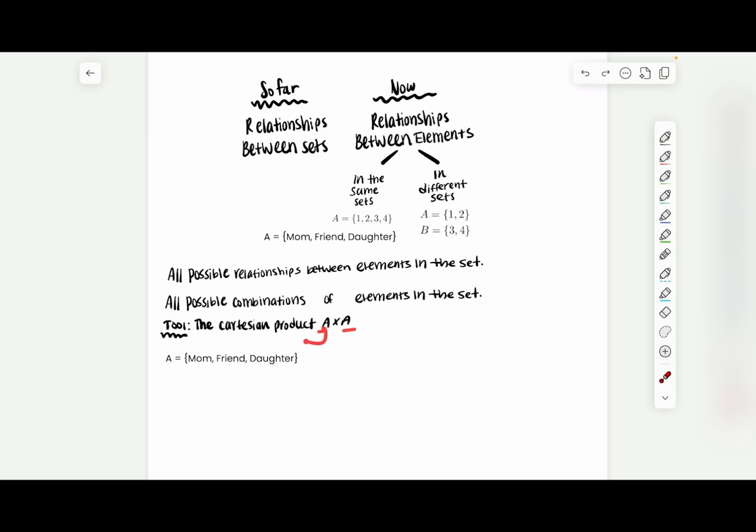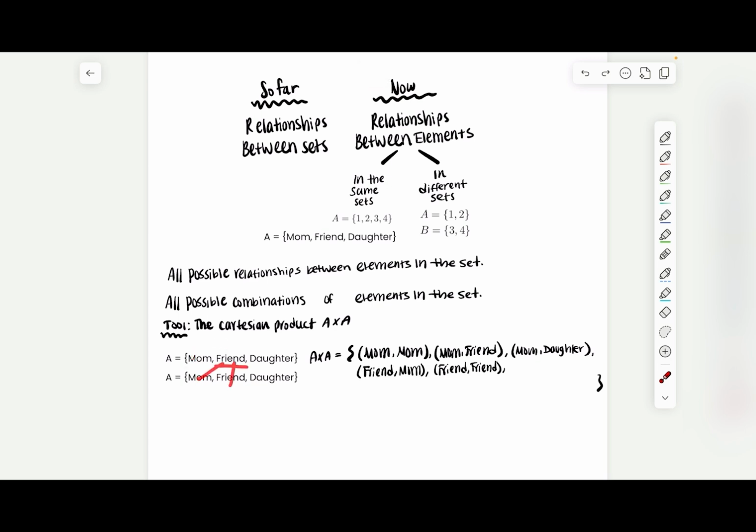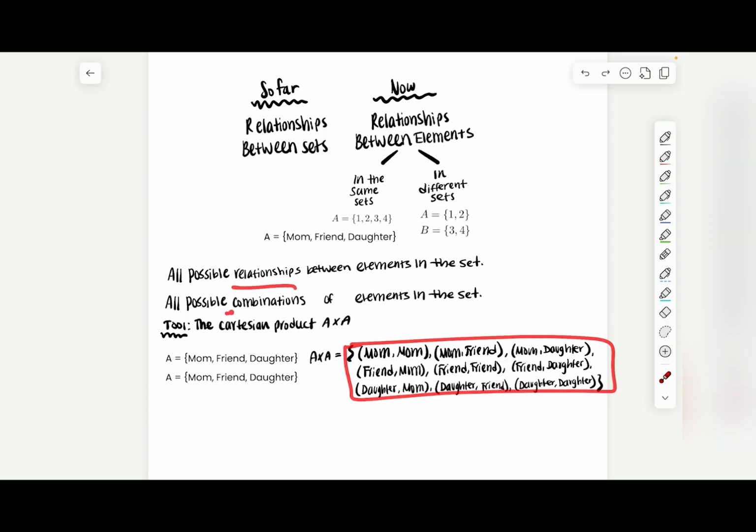So I'm going to need to double the set. And the rule is always take the first set that they give you. In this case, they're both the same, so just pick one, doesn't matter. And the idea is that for every element in the set, you're going to pair it with every element in the other set. So the Cartesian product is going to be the set of mom with mom, mom with friend, mom with daughter. You're done with this one, you move on to the next. Then you pair friend with mom, friend with friend, then friend with daughter, then you move on to the next, daughter with mom, daughter with friend, daughter with daughter. So this is actually all the possible relationships or all possible combinations of the elements in this set that you can have.